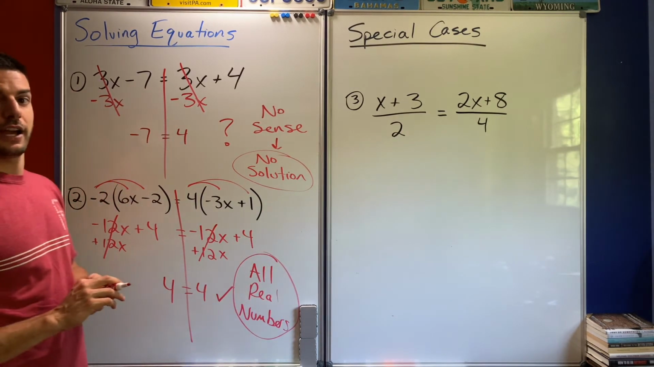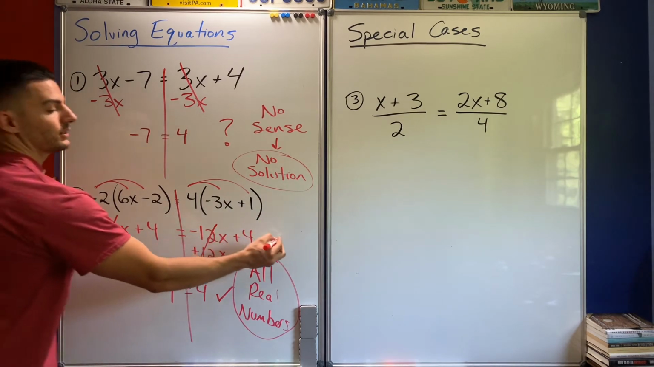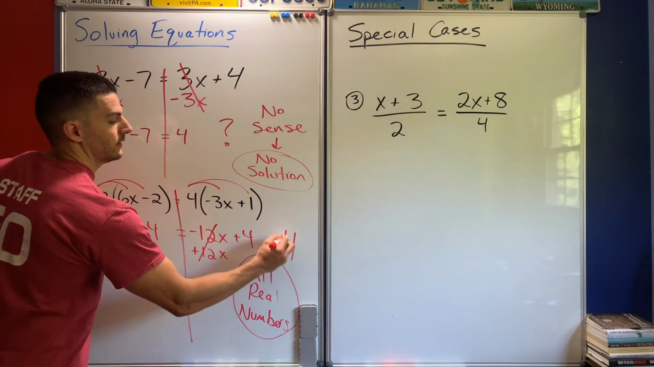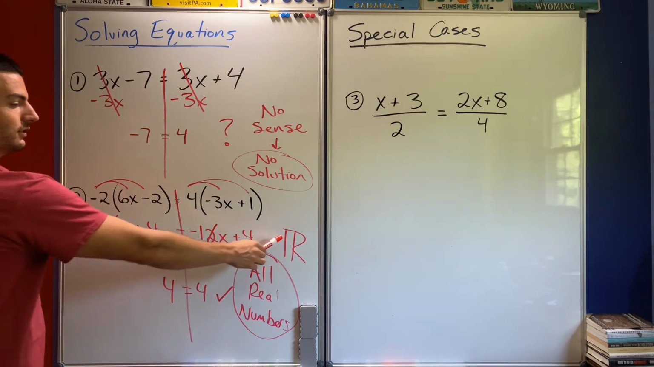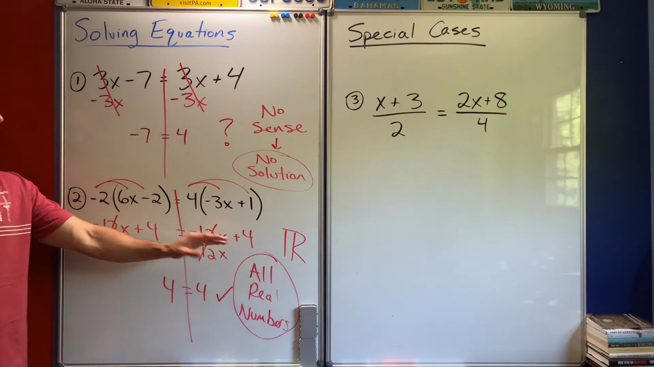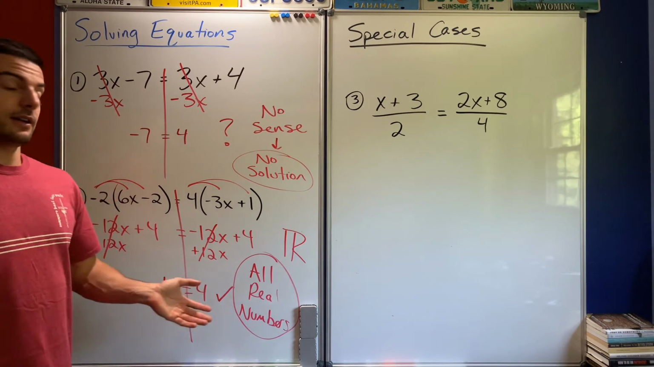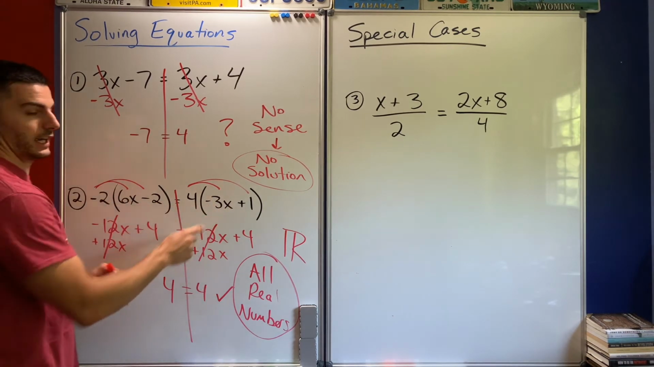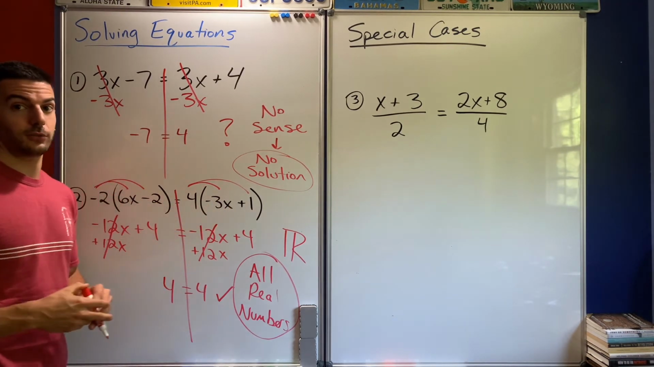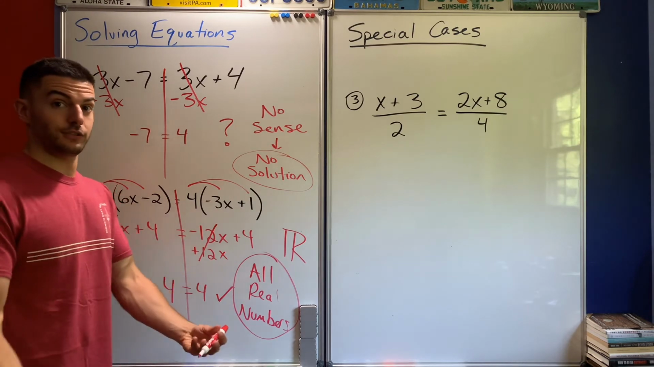All real numbers. Sometimes you might see this written as a fancy capital R with the extra little thing there. All real numbers means x could be anything. x could be any number. You could substitute any number in here for x, and it would be true. So another way to say this would be an infinite number of solutions.